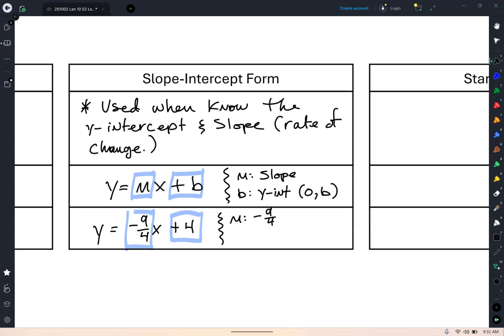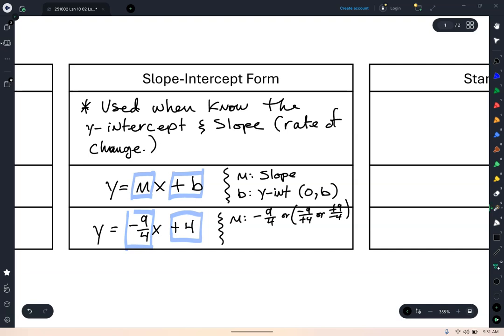Now that negative, right, can be applied to the top or the bottom. So you can think of this as negative 9 over positive 4, or positive 9 over negative 4. Either one is going to get you to the same place. Okay, but negative 9/4 is our slope.